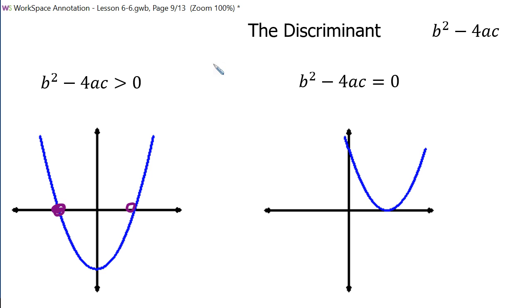If the discriminant equals 0, you'll only have 1 real solution. And if your discriminant is less than 0, that means you will have no real zeros, but you'll have 2 imaginary ones. And you'll want to make yourself a note. You need to memorize this.